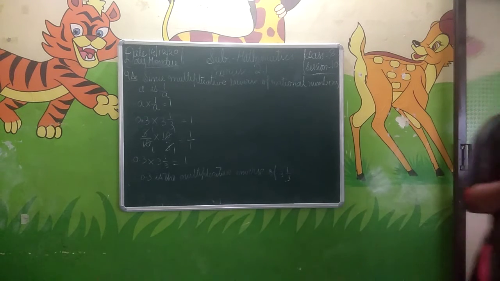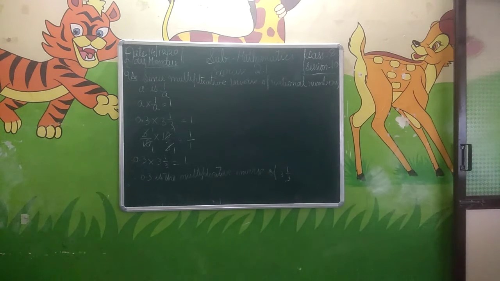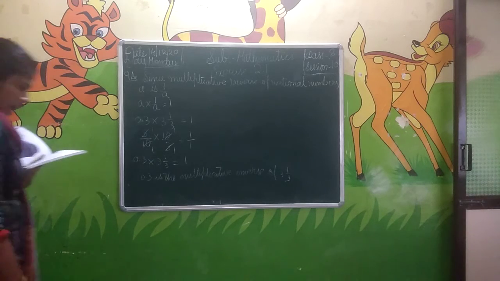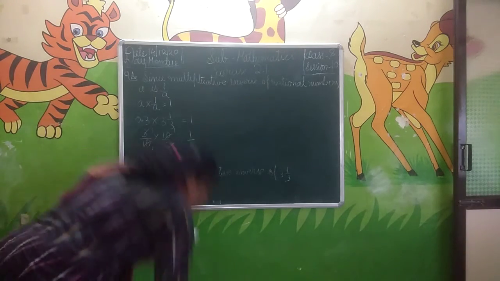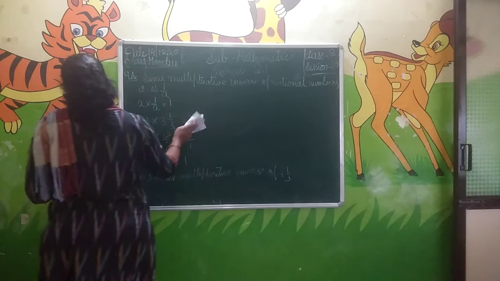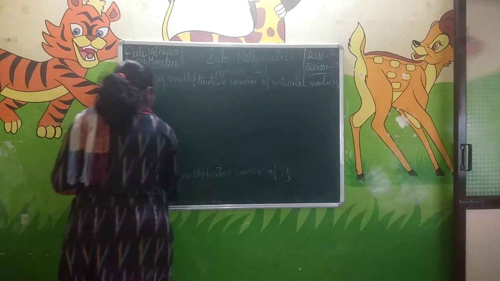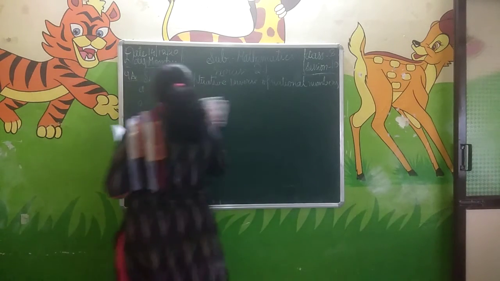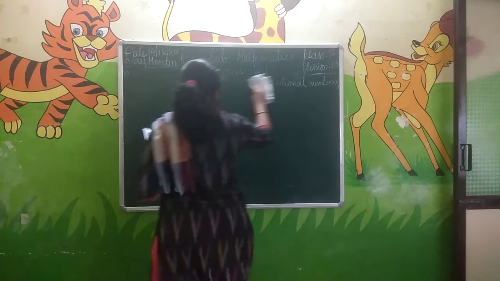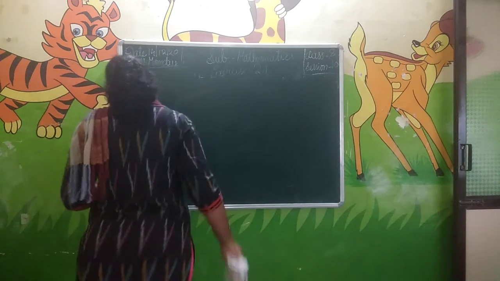Okay, let's start doing this problem, the 10th problem. Copy your questions. Okay students, come to the 10th problem. Write the rational number that does not have a reciprocal. Which number does not have any reciprocal? If a number has a reciprocal, it should be the same.